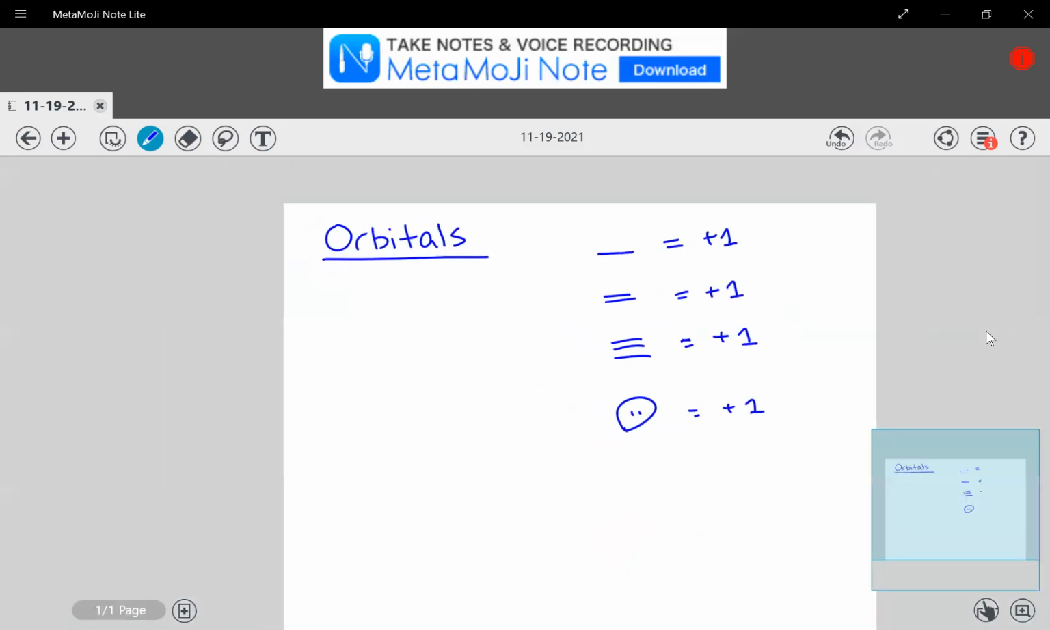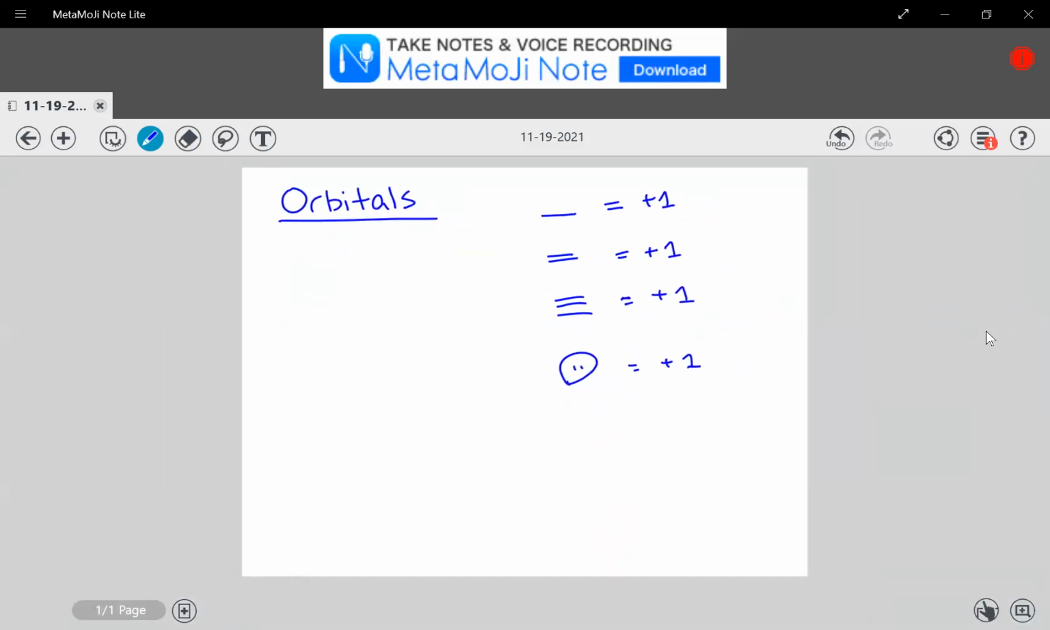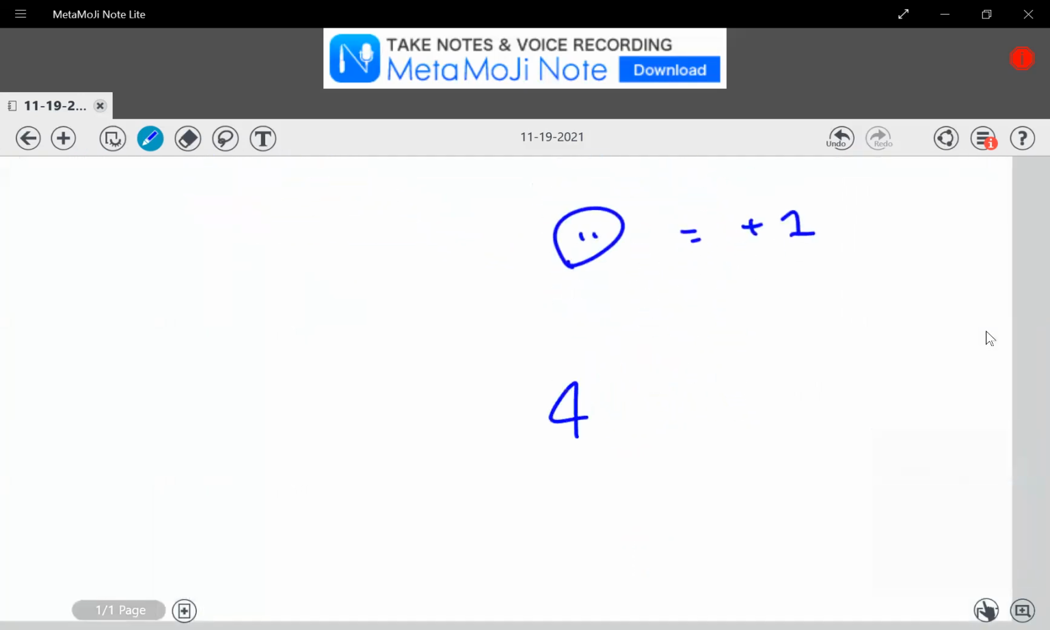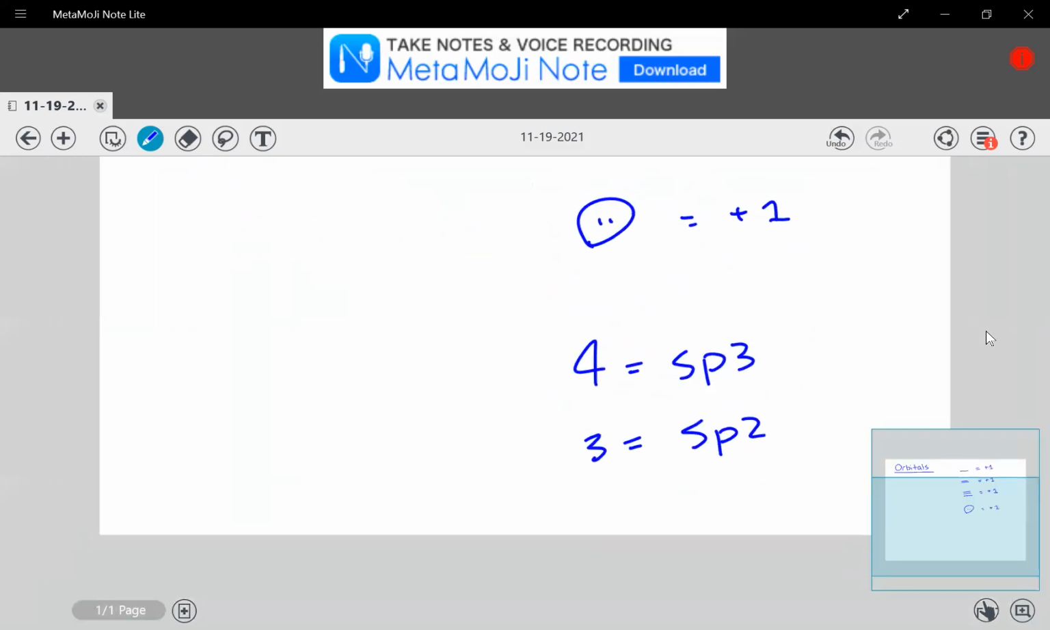And to determine what type of hybridization we have, we've got to add up the points we got. So if we get 4 points, we're going to have sp3, 3 points, sp2, and 2 points is going to be sp.